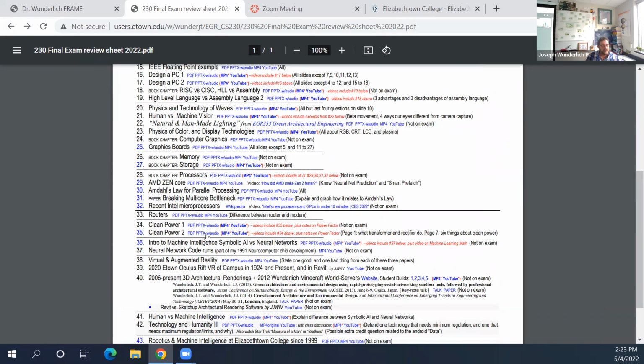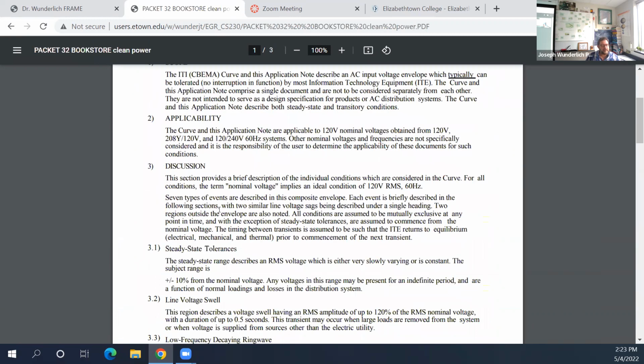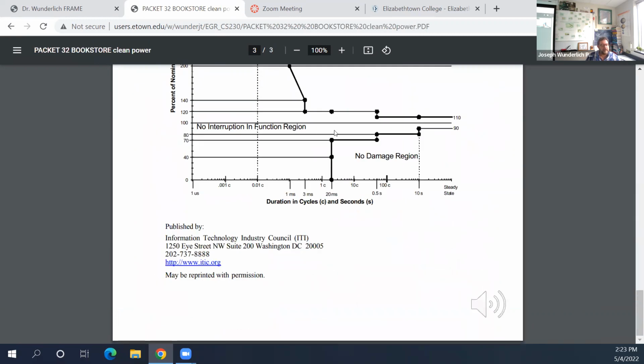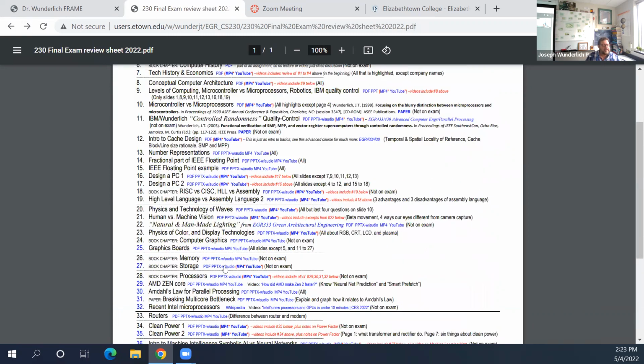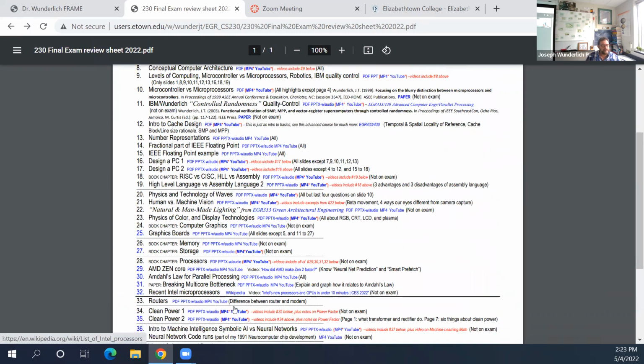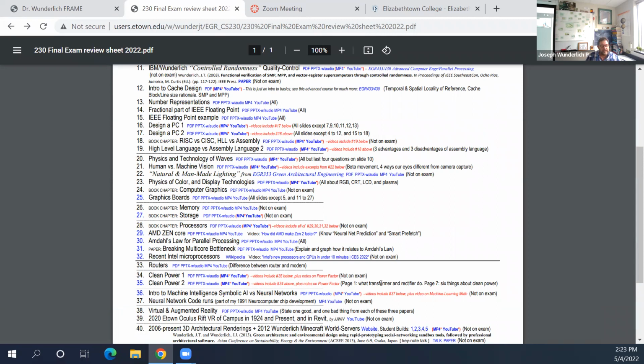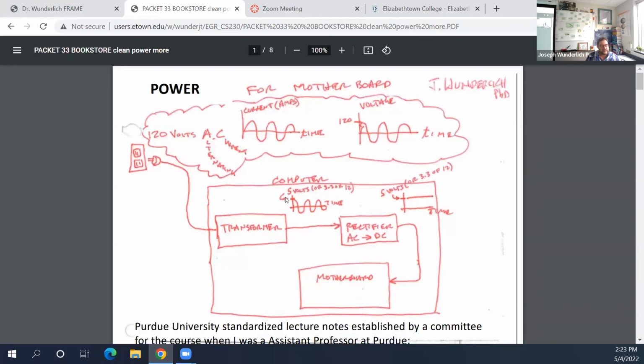Clean power, this first one's not on the exam. It's a lot of scribble. Actually, that one's without the scribble, but it doesn't have any notes. And then the second one here, this is clean power. You should just know page 1, what a transformer and rectifier do, and page 7, 6 things about clean power on there. So, just transformer steps down the voltage, rectifier goes from AC to DC.